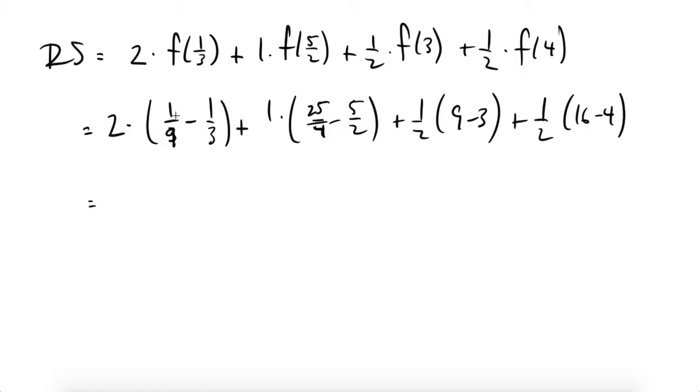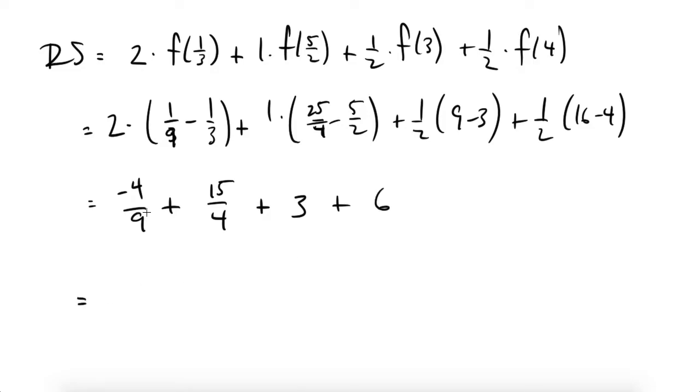So then I end up with making common denominators here, right? -2/9, and I multiply that by 2, so -4/9. This one becomes 25/4 minus 10/4, so 15/4, because I'm multiplying by 1. This one is 6 times 1/2, which is 3. This one is 12 times 1/2, which is 6.